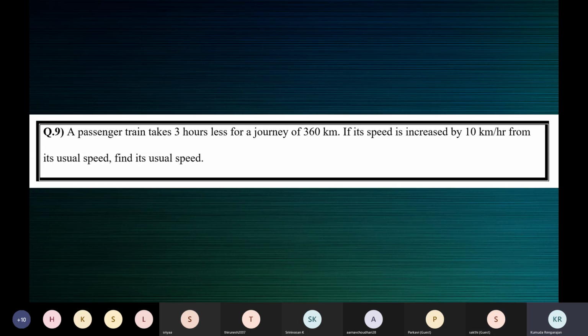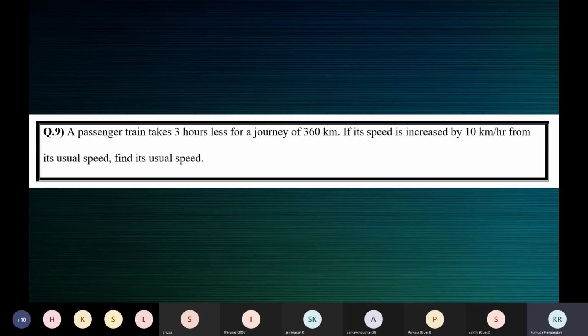You must write more time taken first. Where the time taken is more, that one first. Like if it is 18 hours and 15 hours, 18 hours minus 15 hours is equal to 3 hours, the difference in time taken. You should write the more time taken first. So more time taken is where speed is less.